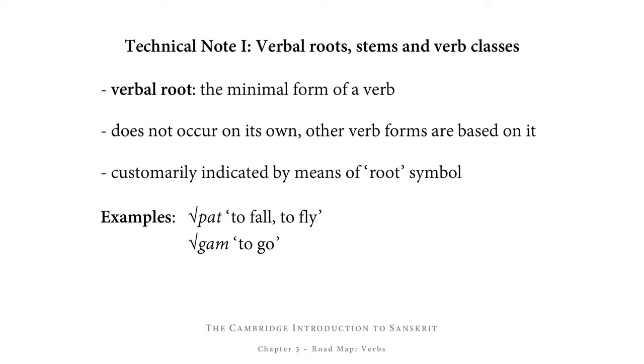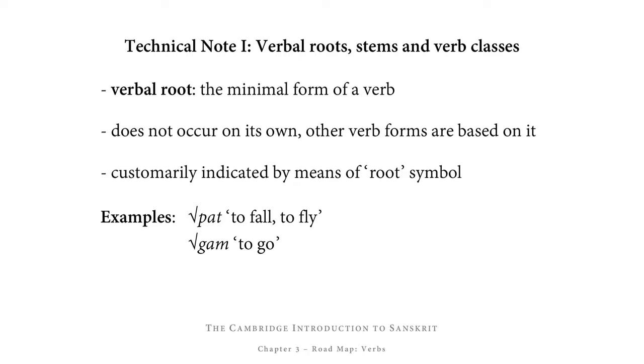At this point, I'm afraid we need to get even more technical and talk about 3 different things to do with verbs, which are verbal roots, verbal stems, and verb classes. Now, first of all, the verbal root is the minimal form of a verb. It does not actually occur on its own in any kind of text. It's a theoretical construct, but we need to know it because all other forms of the verb are based on this root. When you memorize a Sanskrit verb, you basically do that in reference to the verbal root. So just as in English you would memorize a verb as "to do," "to be," or something like that, in Sanskrit, instead of "to do," you would memorize the root form of the verb.